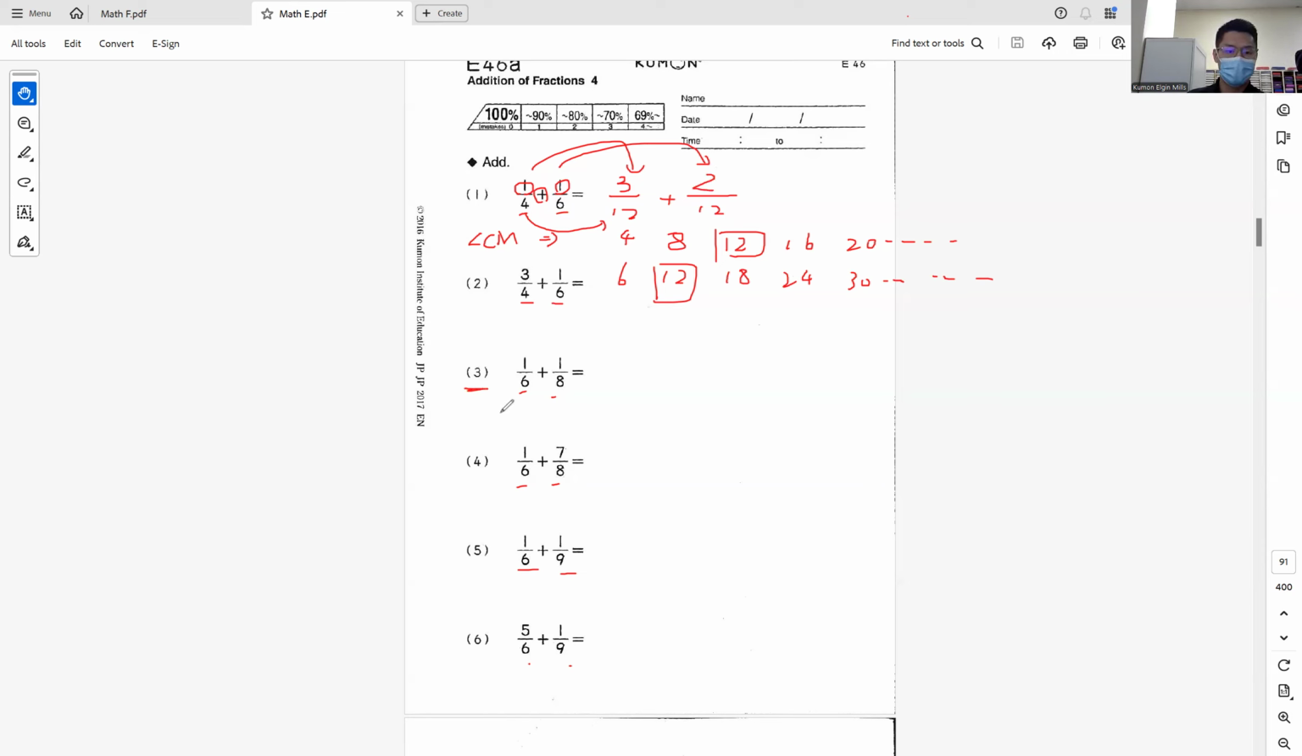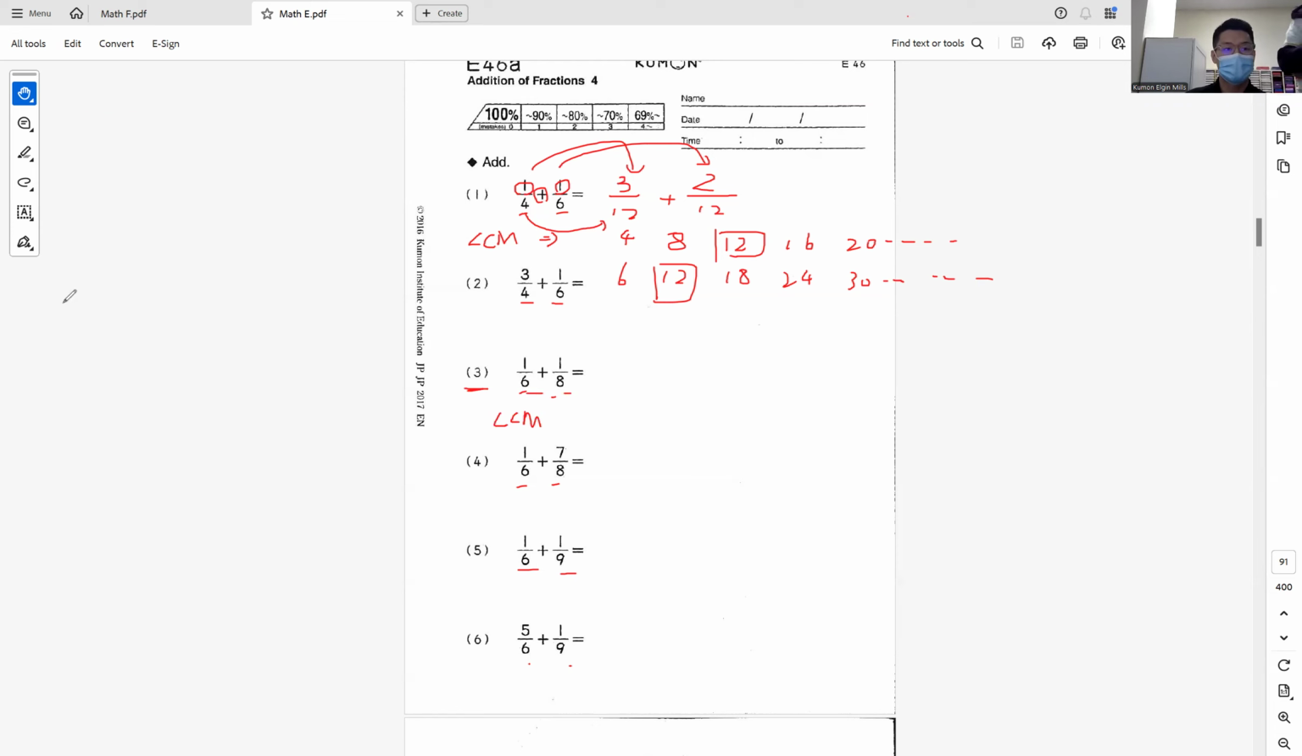Now let's take a look at question number 3. What's the LCM for 6 and 8? 48. So like I said, if we just multiply them together, it's not going to be the best way. So what's the best way for me to find the LCM for 6 and 8? I'll show you a method.